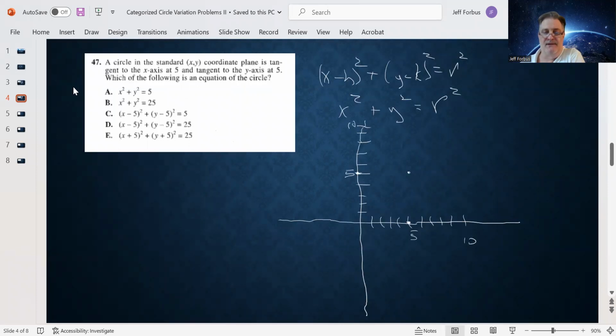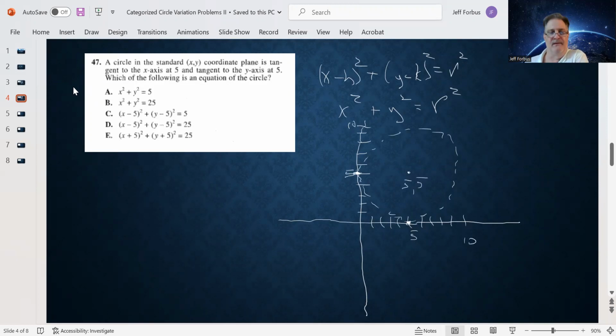But I'm going to go ahead and just sketch the circle so you can see what it means by being tangent to both of those axes. And it isn't going to be a perfect circle because I'm no Picasso. But notice it only touches one point here and one point here. That's being tangent to those axes. And we know the center is 5, 5.